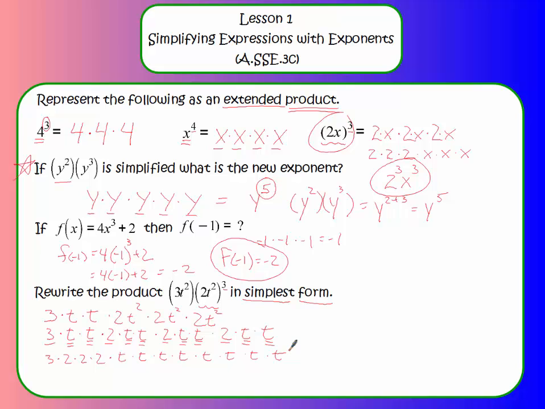Okay. Now, lastly, let's recombine everything so we can write it in its simplest form. So 3 times 2 is 6, and 6 times 2 is 12, and 12 times 2 is 24. And I have 1, 2, 3, 4, 5, 6, 7, 8 t's, so all have the same base, so t to the 8th power. And that is in simplified form. Notice I have one constant and one base with a positive exponent.